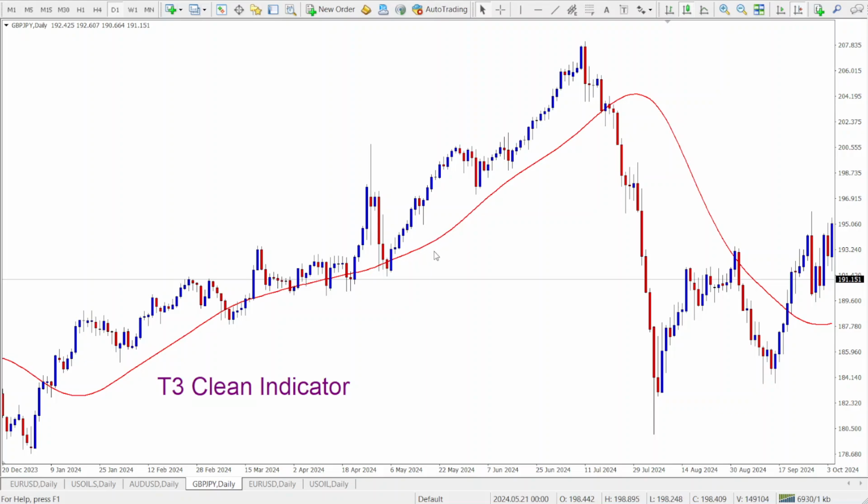This is currently the 50 period setting. As you can see, the 50 period setting. So I'm just going to use the 50 period settings for this video. Depending on the kind of trader you are, you can modify the values.